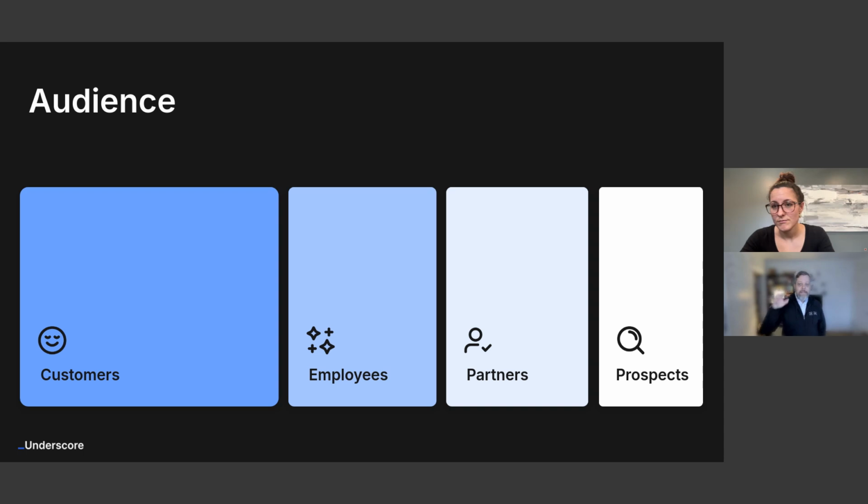So it could be as simple as what you see here, right? Customers, partners, employees, prospects. But it could be more nuanced. You could look at customers who have accessed a particular module within 30 to 90 days of onboarding, or employees who are managers and team leads with direct reports, right? But that audience is usually tied to some sort of needs analysis that you're doing.